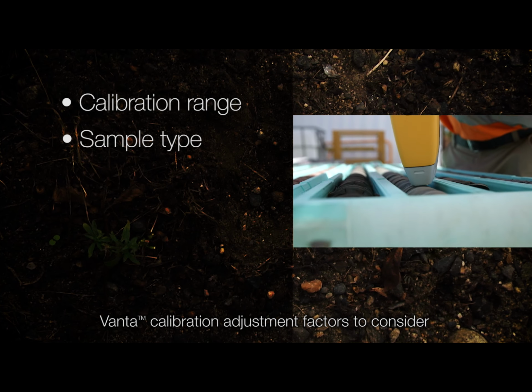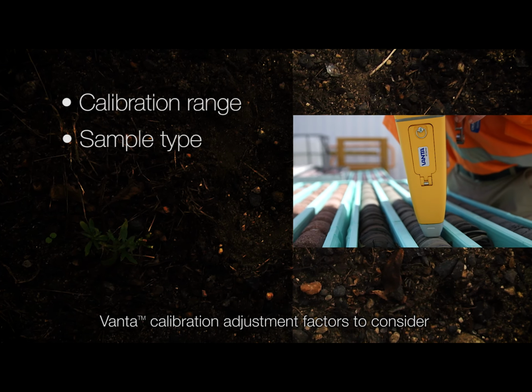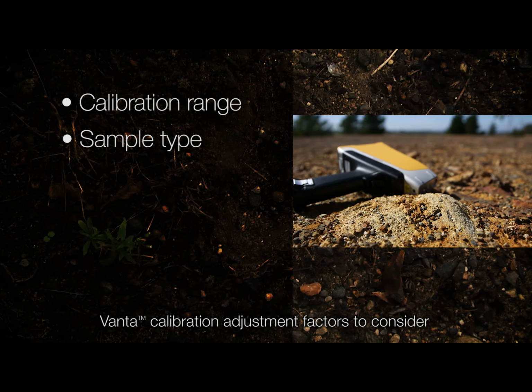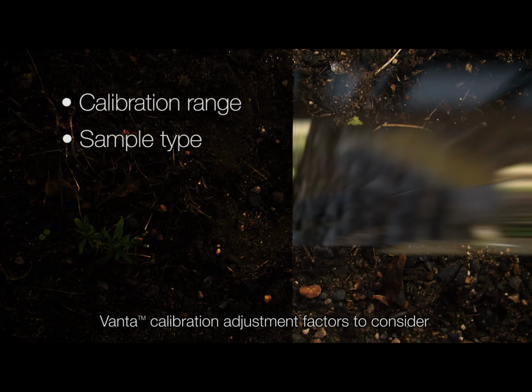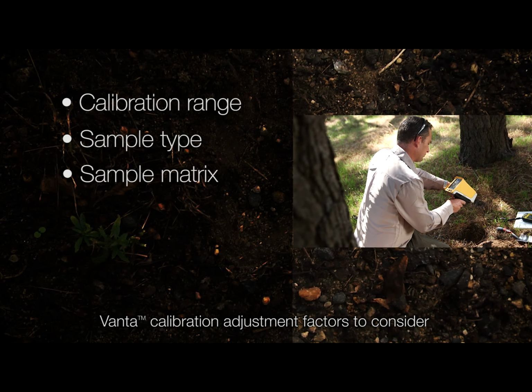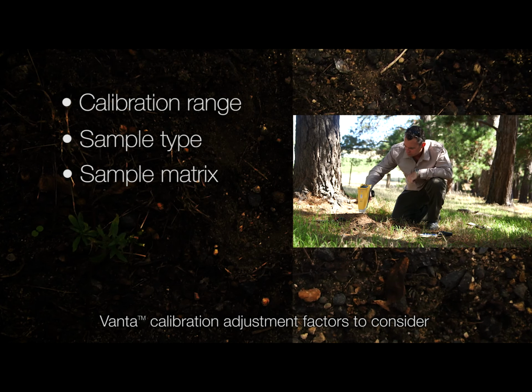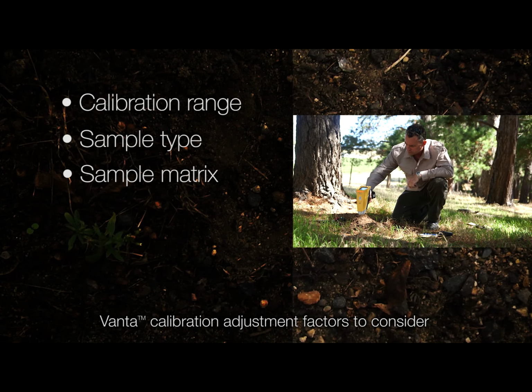Sample type. If you're calibrating on lab pulps, then that calibration is set up for that sample type. If you want to test blast hole samples, then set up your calibration on blast hole samples. Sample matrix. Remember that we're doing this exercise to cater for matrix effects. If you move in between different geological units, you may need separate calibrations.